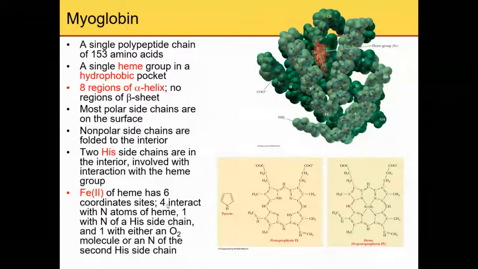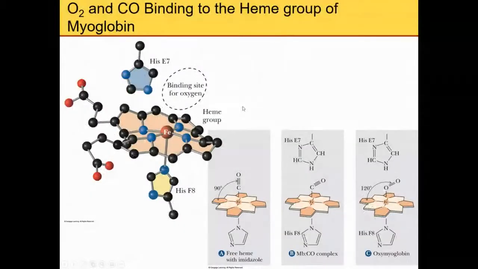And this shows myoglobin, which is a single polypeptide chain of 153 amino acids, right? And then you have a single heme group in the hydrophobic pocket here, right? And then you have eight regions of alpha helix and no beta sheet. And this is the structure of myoglobin. And then oxygen binds to that heme group of the myoglobin.